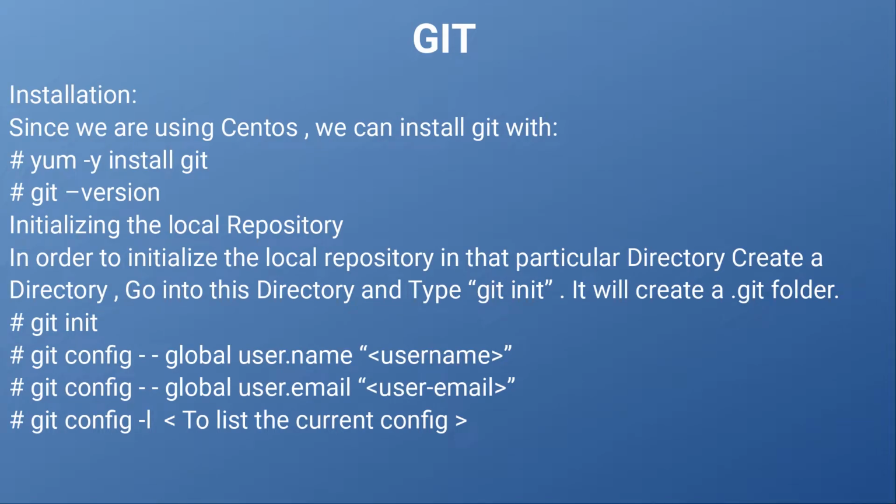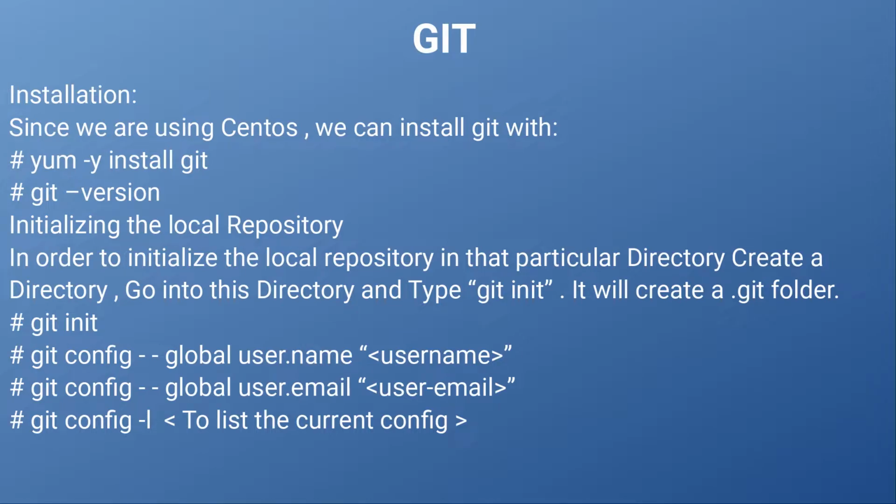Installation is very simple. Since we are using CentOS, we will use the yum -y install git command, and then we can always check with the git --version command to see what version is installed.